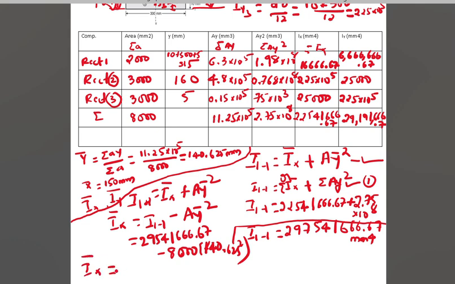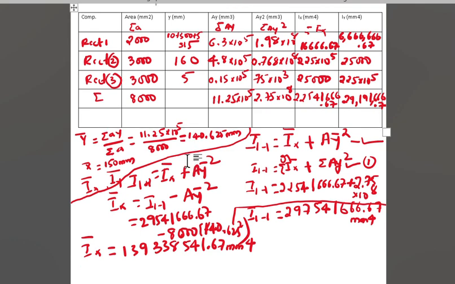So you will get Ix bar. Ix bar is equal to 139338541.67. Its unit is mm to the power of 4. So in this way you have calculated the value of Ix bar.